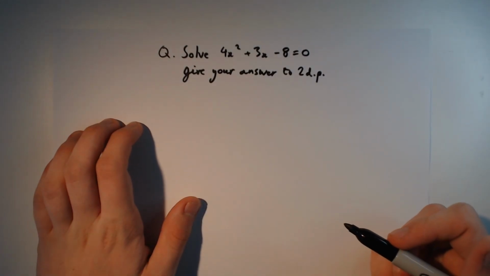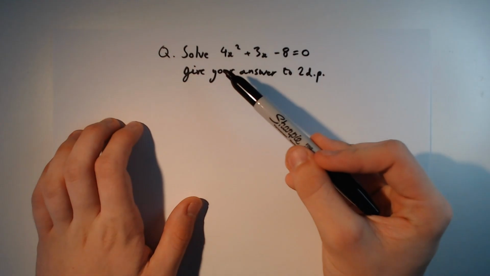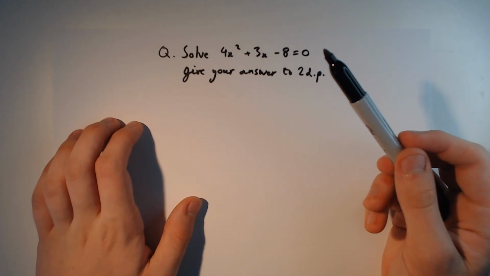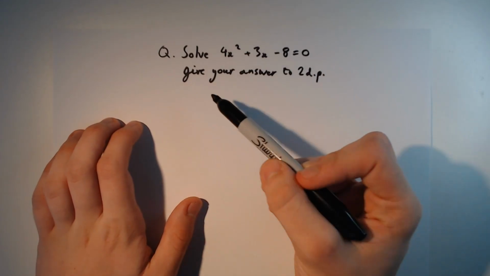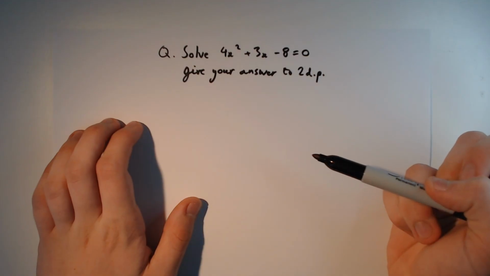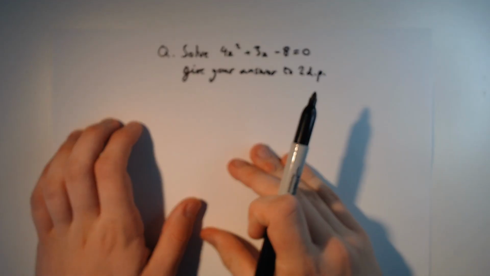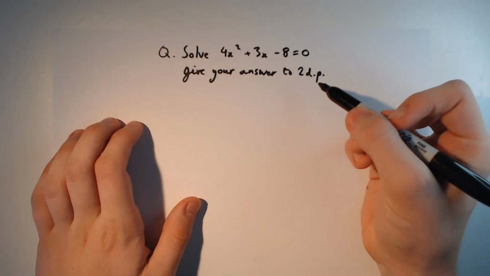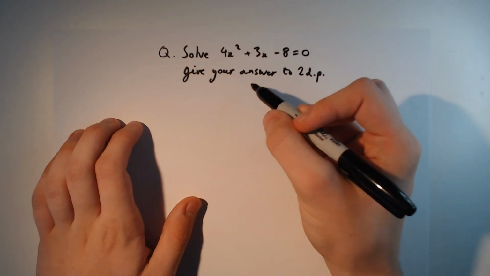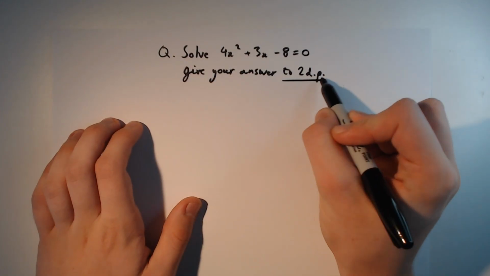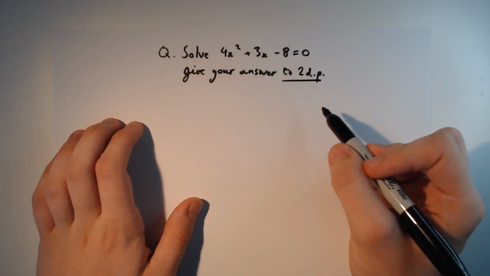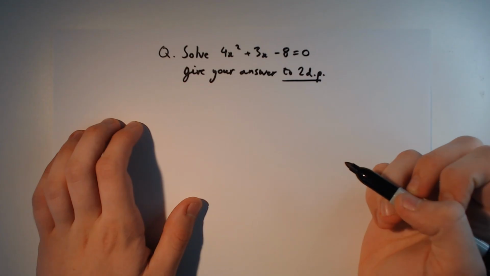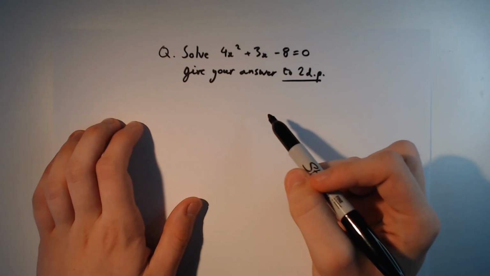Okay, so this is our next practice question. Solve 4x squared plus 3x minus 8 equals 0, and we must give our answer to 2 decimal places. Okay, and so we begin. Obviously, because it says to 2 decimal places, it's not going to be a whole number, and therefore we can't use factorisation. You have to remember that. So we're using the quadratic formula.